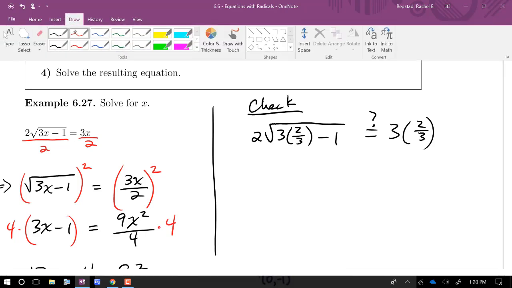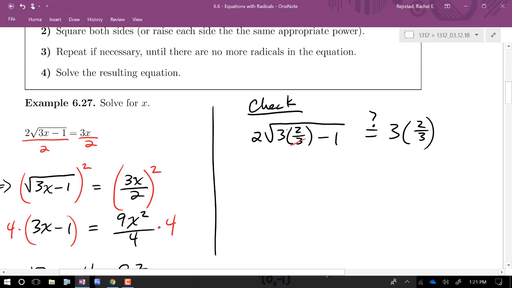So I'll work on the left side. 3 times 2/3 is 2, so this is 2 times the square root of 2 minus 1, which is 2 times the square root of 1, which is 2. On the other side, 3 times 2/3 is 2. Yes, it works.